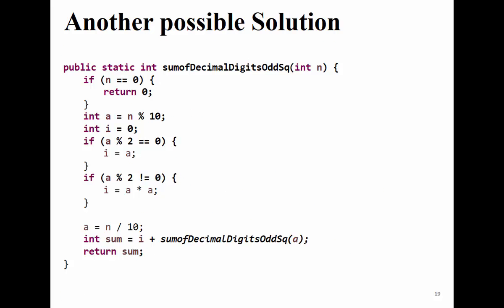This is another implementation. You can see here the student is asking if n is equal to 0, that means I have the base case, I will return 0. Otherwise, he defined integer a is equal to n mod 10, which returns the remainder of this division, and then defines i is equal to 0. After that, he will ask if a is even or odd. Then he sets a to be n divided by 10, which is again different from a here.